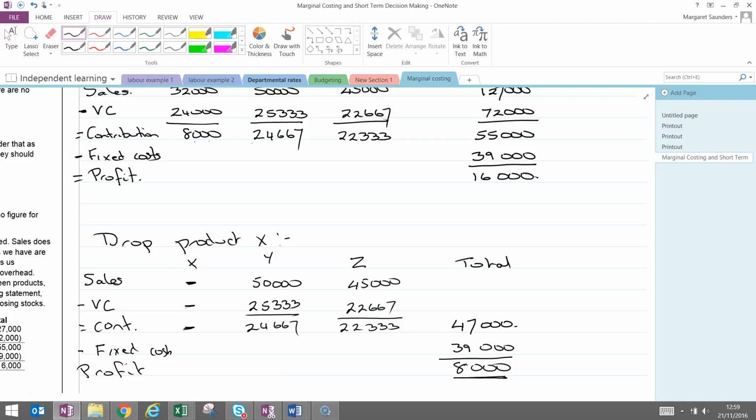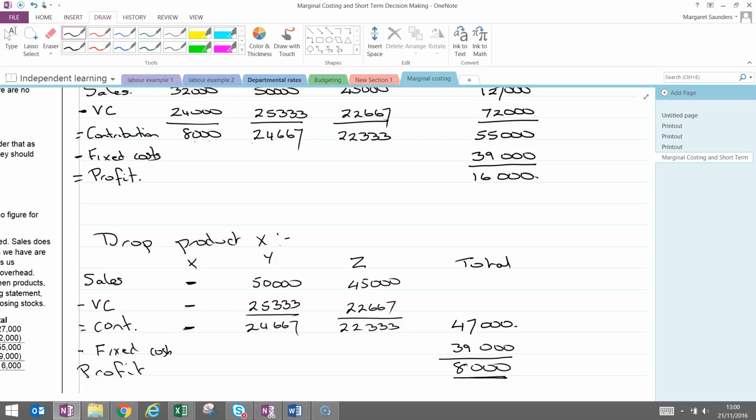If we particularly wanted to drop product X, we'd have to think about maybe replacing it with something else. Or could we increase our sales of product Y and Z to make up for the contribution lost from product X? So this is the sort of thing that can be highlighted by using a marginal costing statement and splitting the costs between fixed and variable.